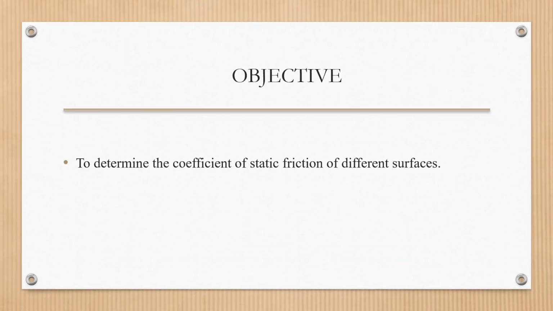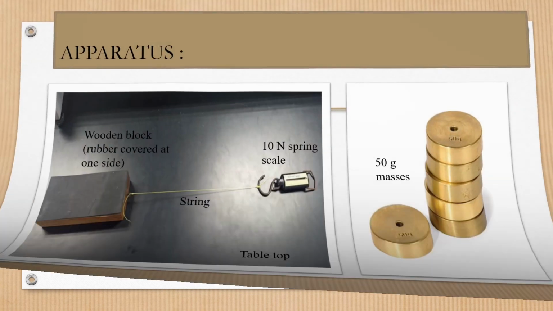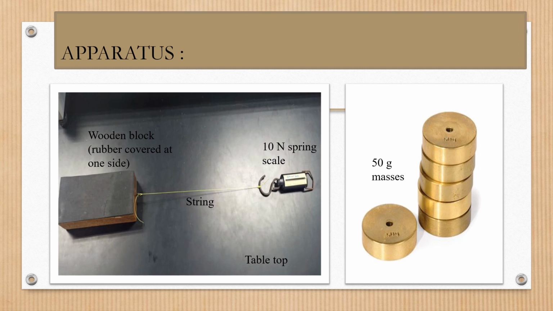The objective of this experiment was to determine the coefficient of static friction of different surfaces. The apparatus that we have used in this experiment were, first, a wooden block, which is rubber covered at one side, string, 10N spring scale, tabletop, and 50-gram masses.